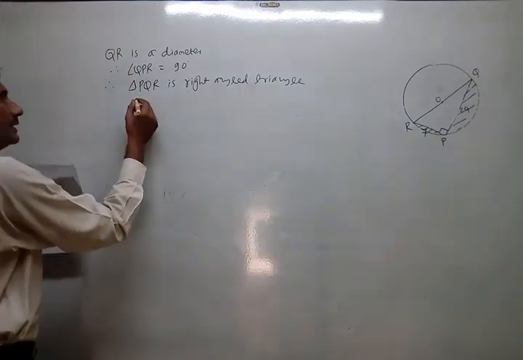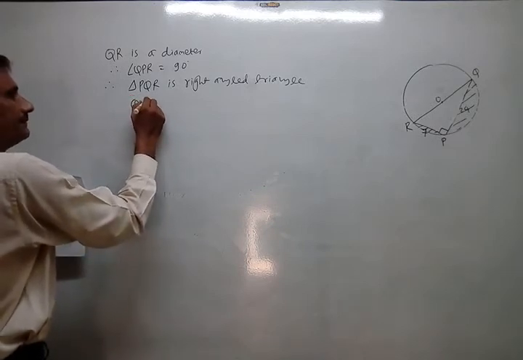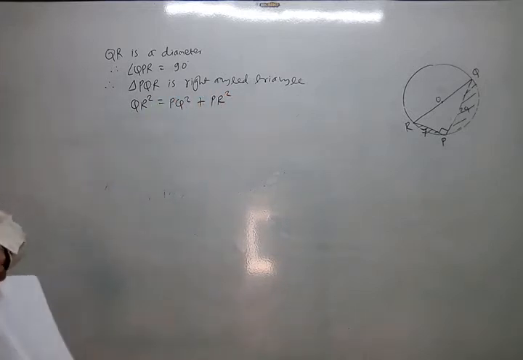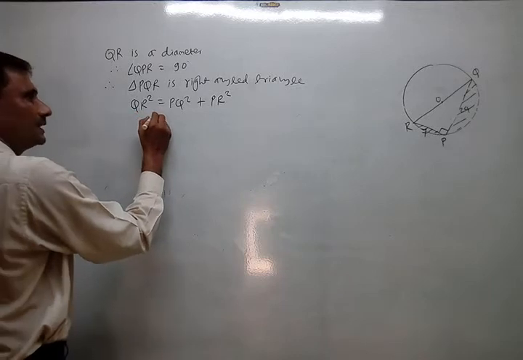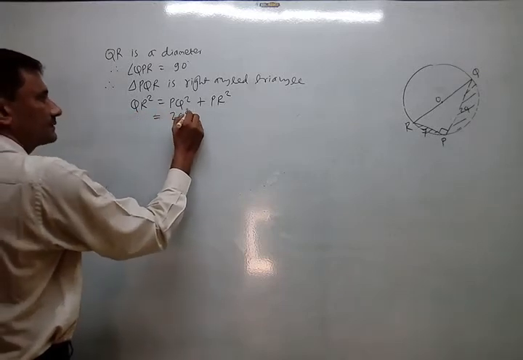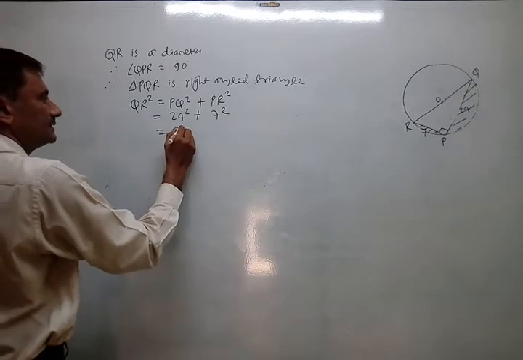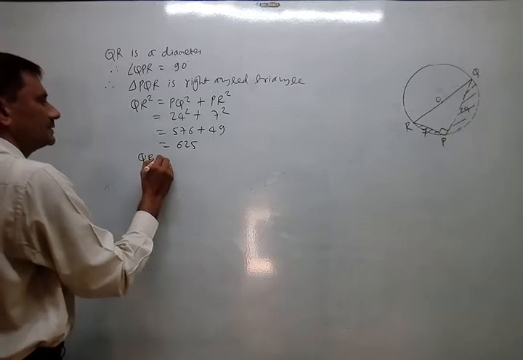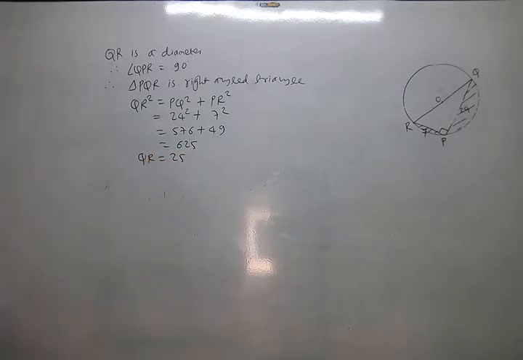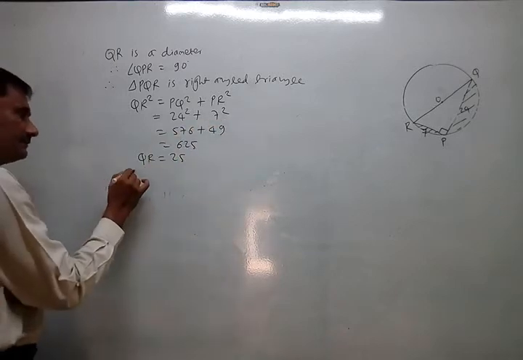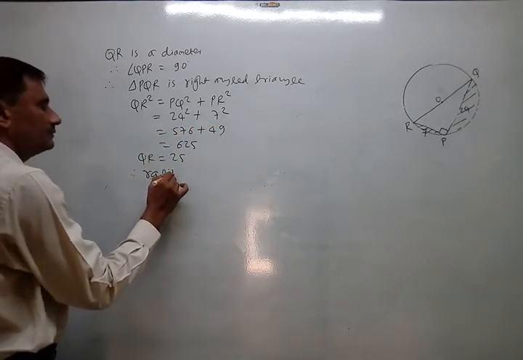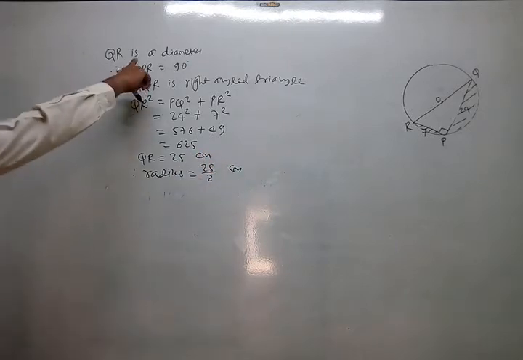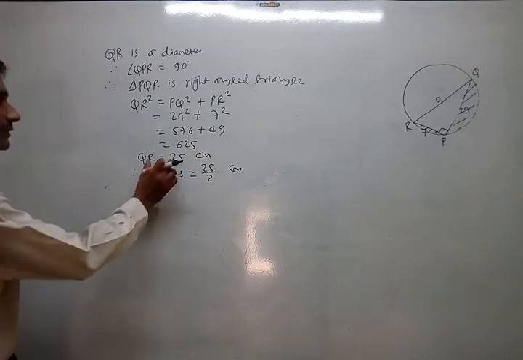So QR square equals PQ square plus PR square. Pythagoras formula I have written. Now QR square is not given. PQ square is 24 square, PR is 7 square: 576 plus 49 is 625. So QR becomes 25. QR is nothing but the diameter. Therefore, radius equals 25 by 2 centimeter, half of that. QR is the diameter, we already wrote it here, so no need to write it again.